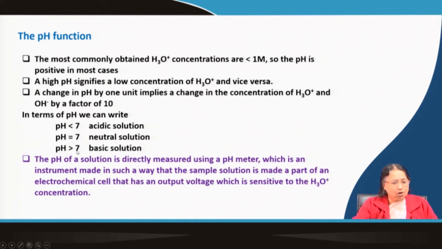The pH of a solution is directly measured using a pH meter, a very simple portable instrument, which is made in such a way that the sample solution is made a part of an electrochemical cell that has an output voltage which is sensitive to the H3O+ ion concentration. We all have seen the pH meter, a very simple instrument, and measuring the pH is also very easy.